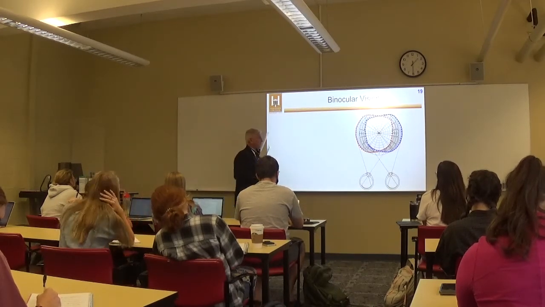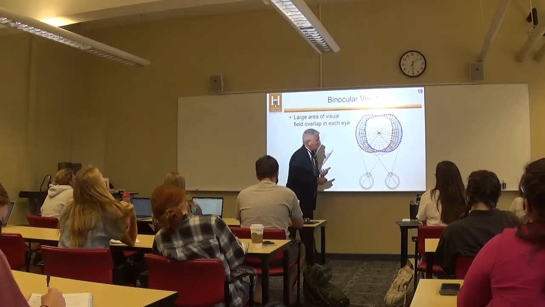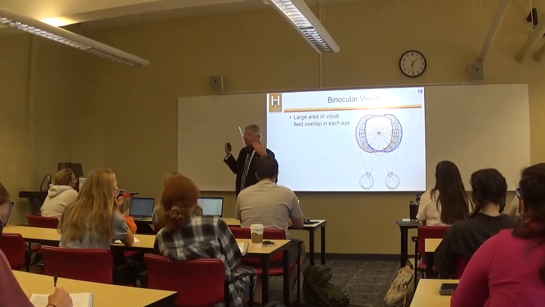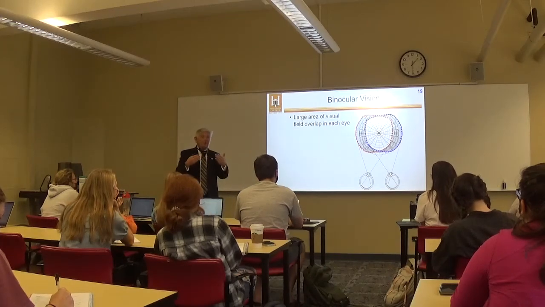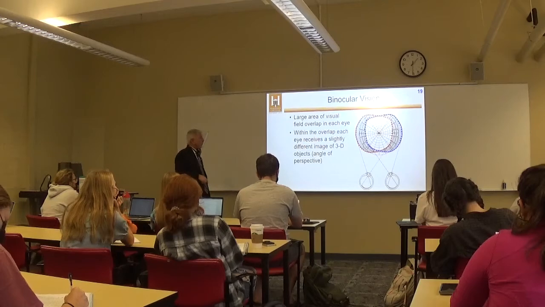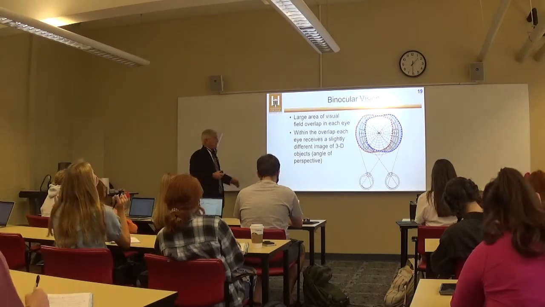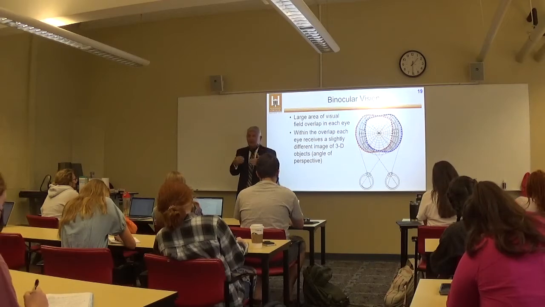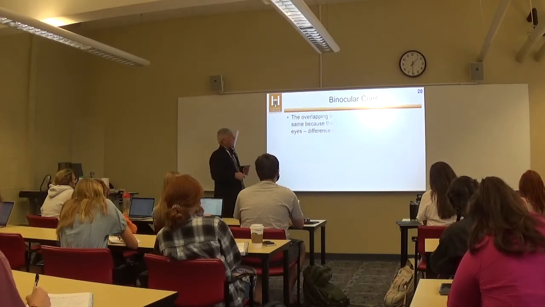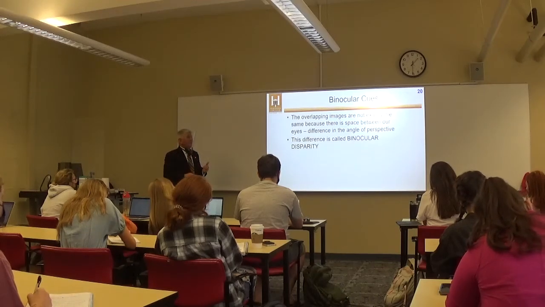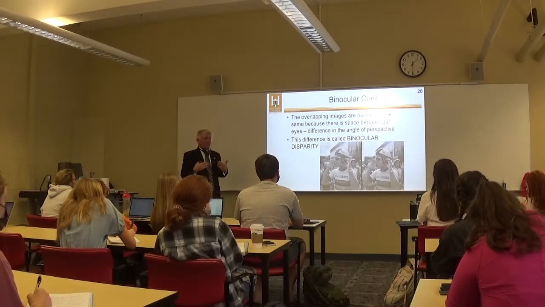All right, binocular vision. We have two eyes. They overlap. But they give us a different visual angle because they're separated by a couple of inches on our face. Okay? This thing gives us a different angle of perspective for each thing. All right, so the difference between these things is called binocular disparity.